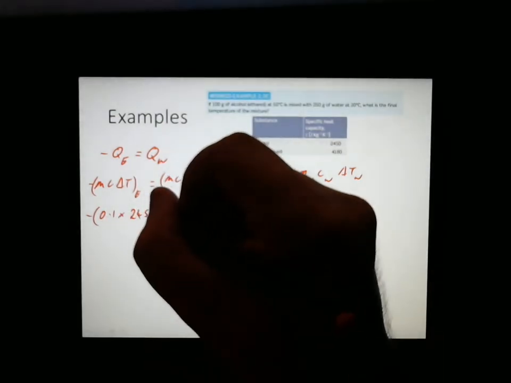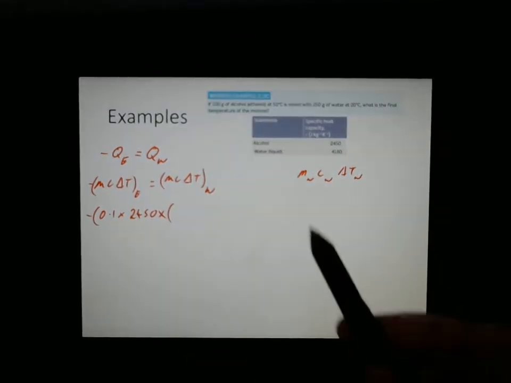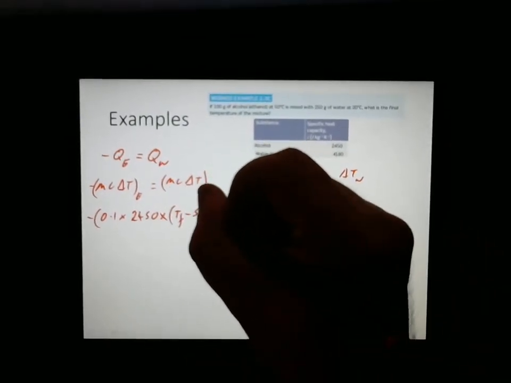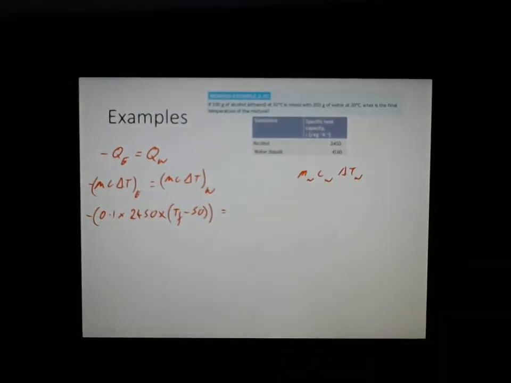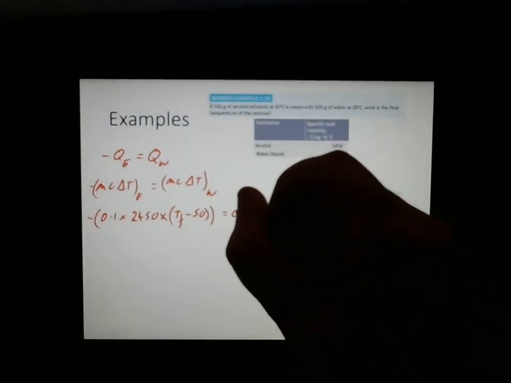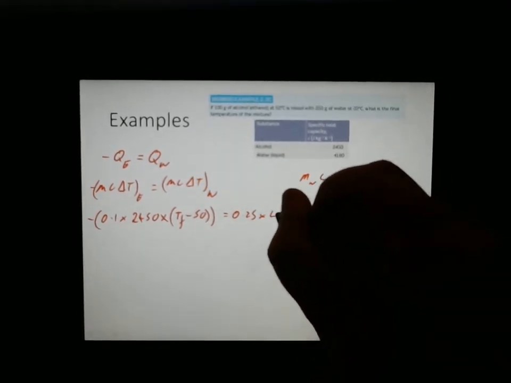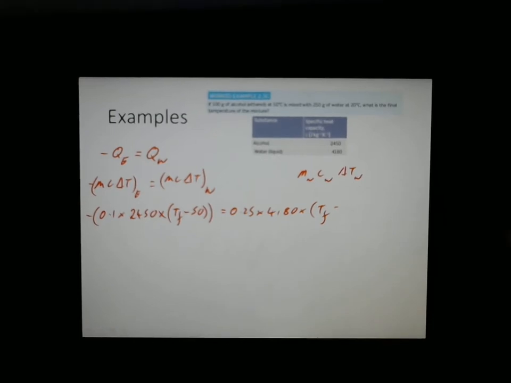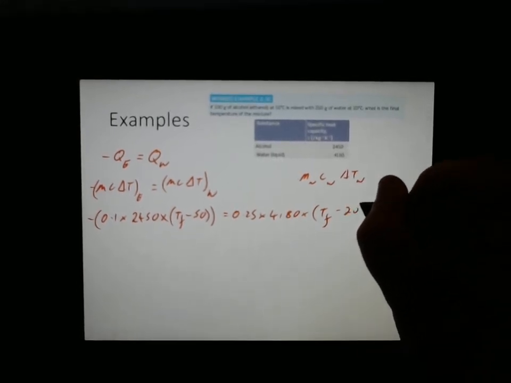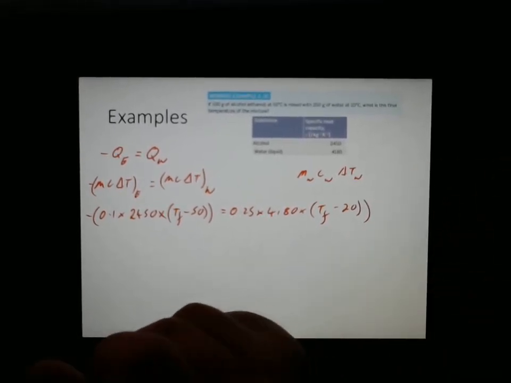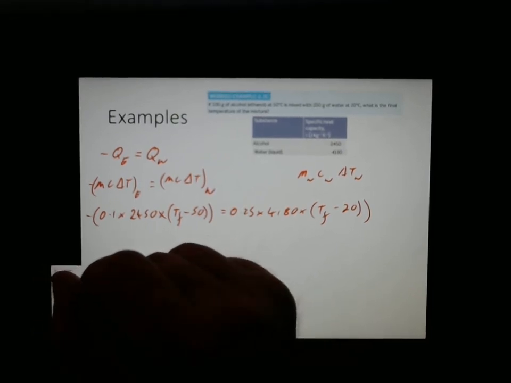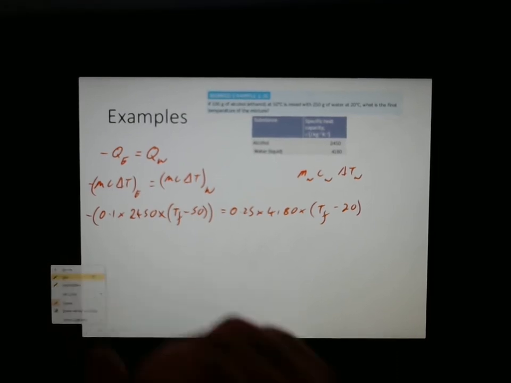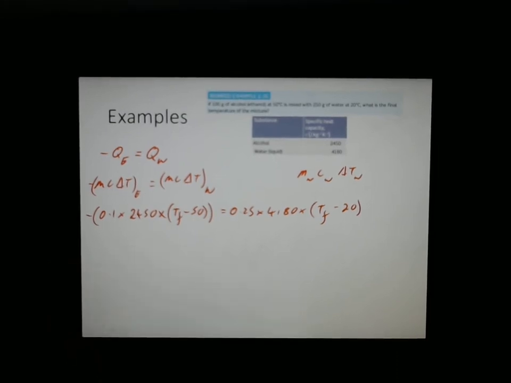And we have our change in temperature. So the ethanol, we say, starts at 50. So TF we don't know, but it starts at 50. Now the mass of the water, 0.25 grams of water times 4180 times TF take, we say it starts at 20. Okay, and now we just work our way through it.